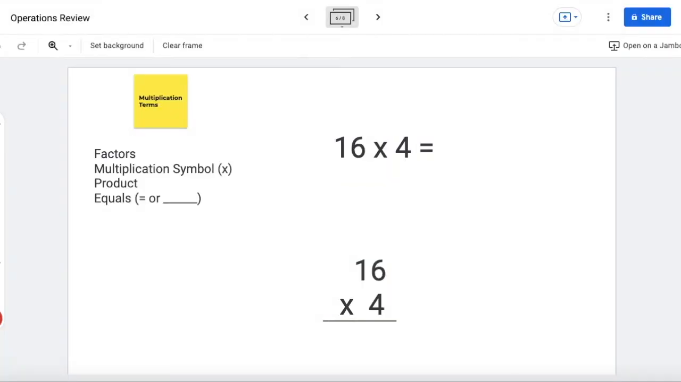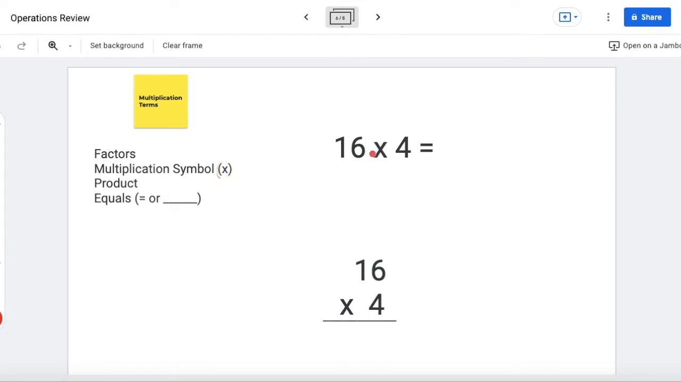So here we have our multiplication terms, and we have two of the same operation set up in two different ways. The first term we're going to look at are factors. Factors are the parts that make up a multiplication problem. In these problems, 16 and 4 are the factors, the parts that we're trying to multiply.